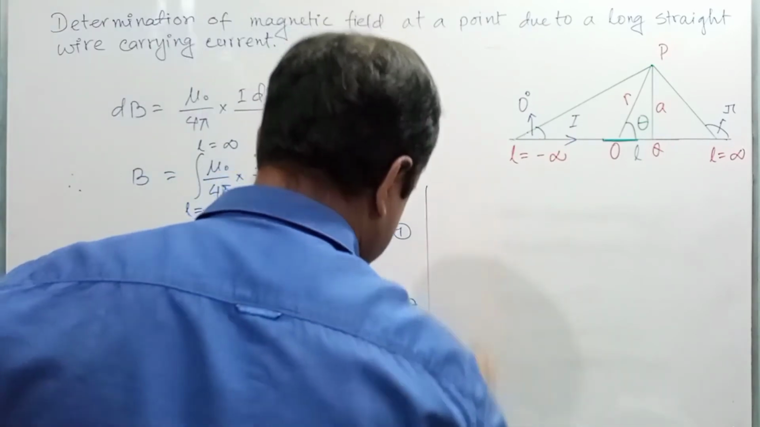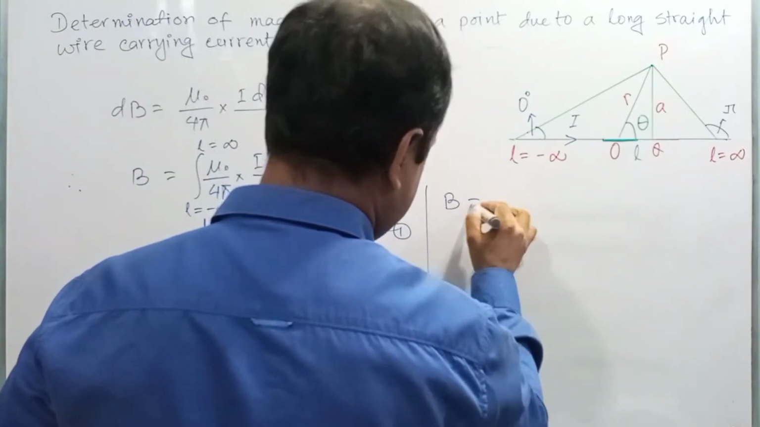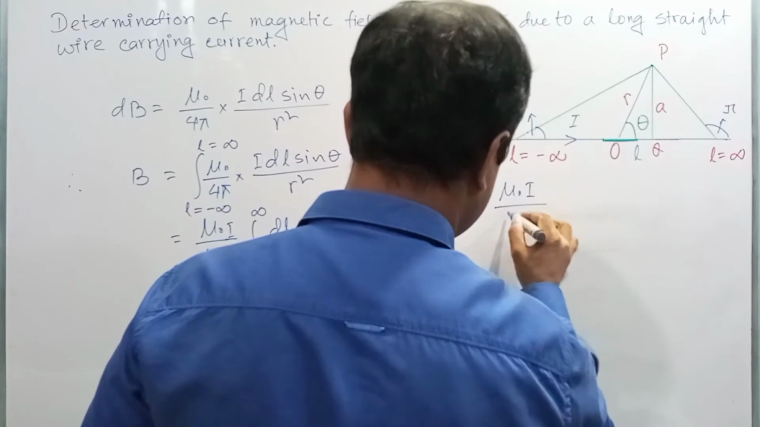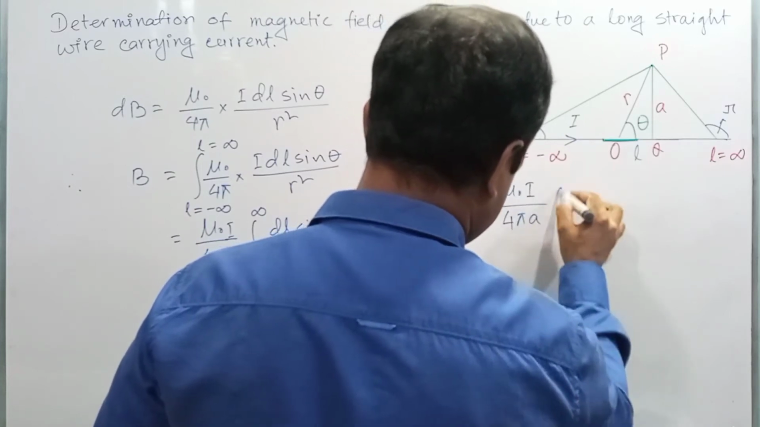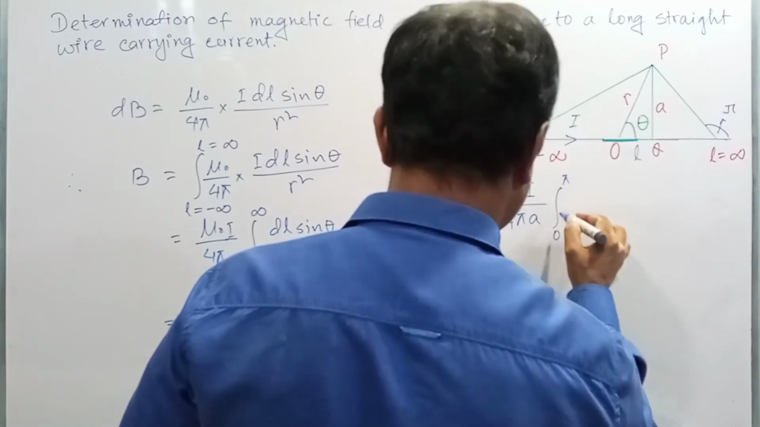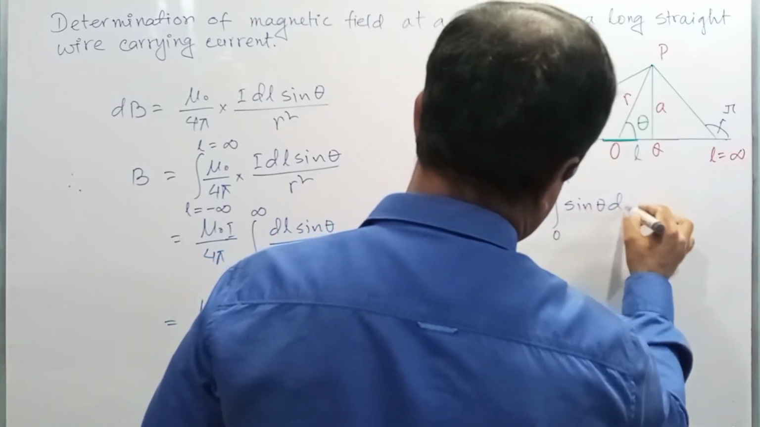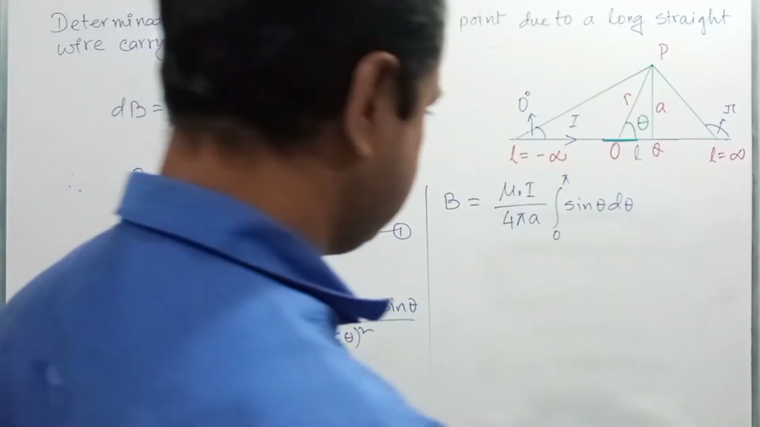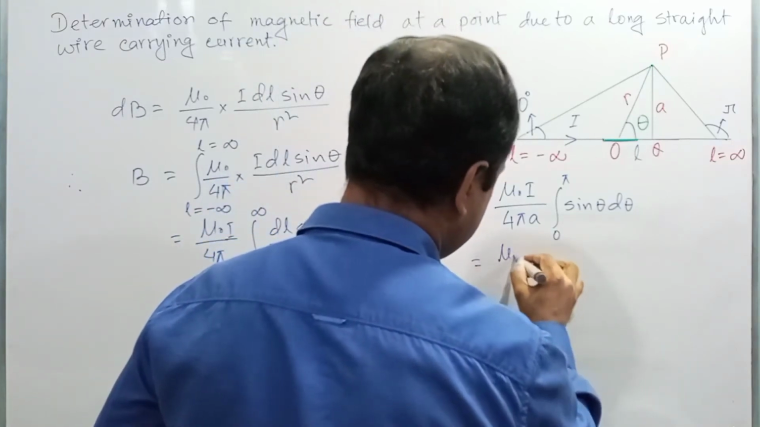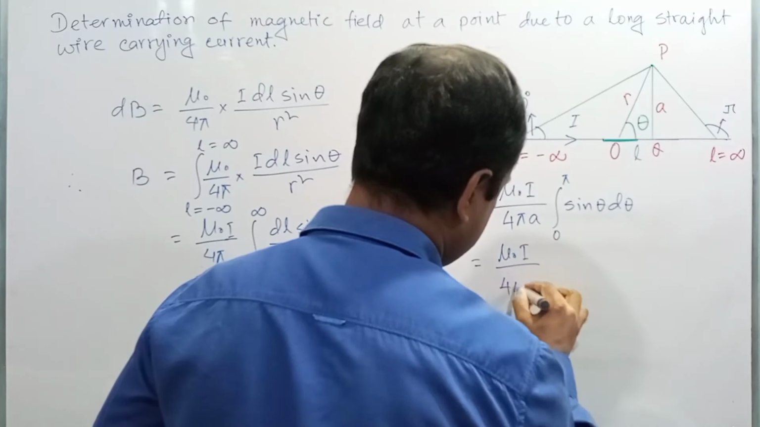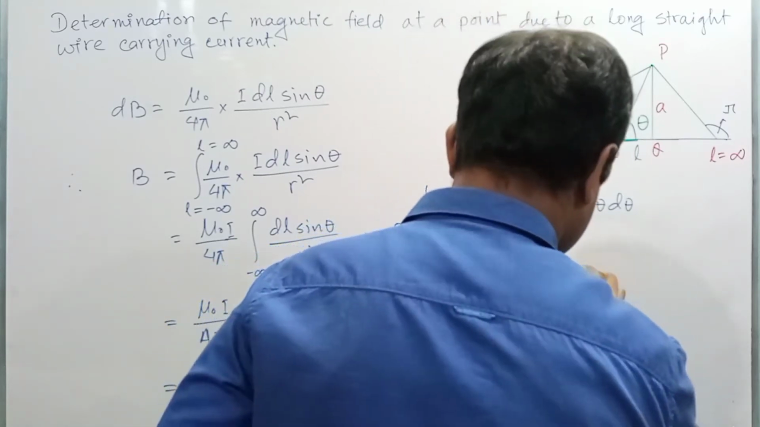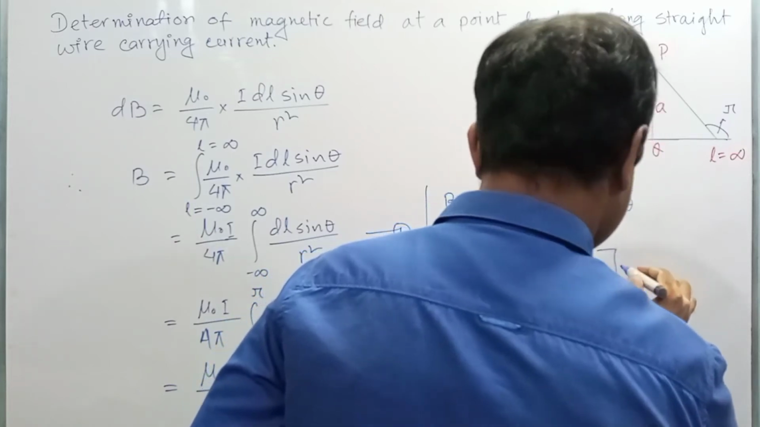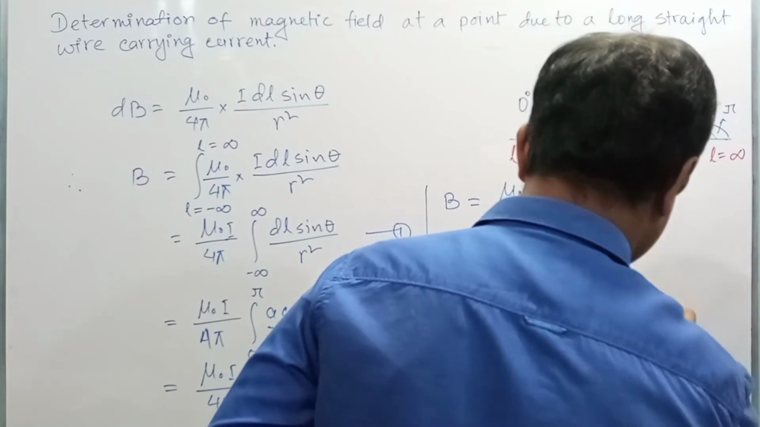Dear student, now we can write B is equal to mu naught I by 4 pi a into the integral from 0 to pi of sin theta d theta. You know the integration of sin theta is minus cos theta. So mu naught I by 4 pi a, after the calculation you will get minus cos theta, and the limits are 0 to pi.